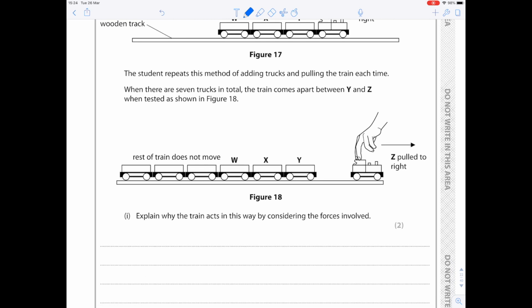So it looks like it's too heavy, basically, for Z to be pulling the rest of the train. Explain why the train acts in this way by considering the forces involved. That is worth 2 marks.